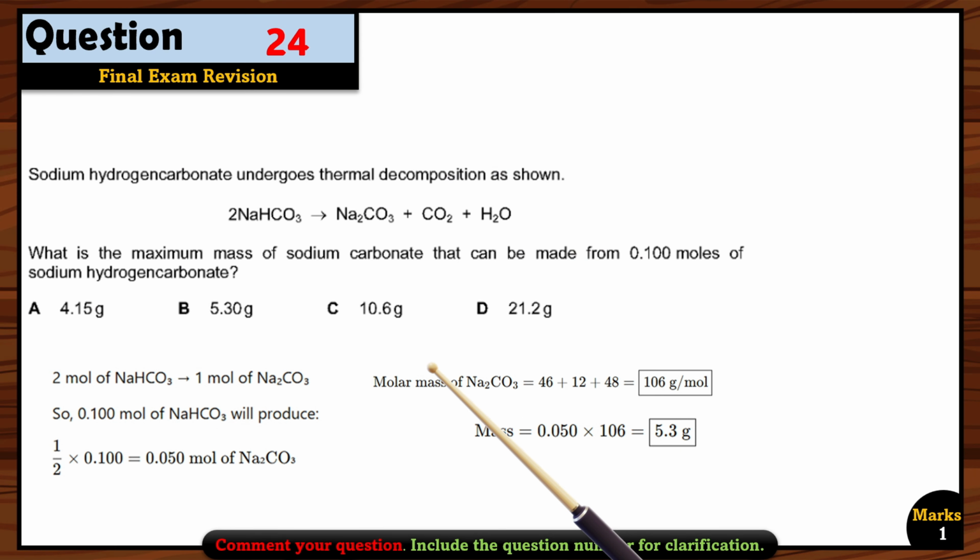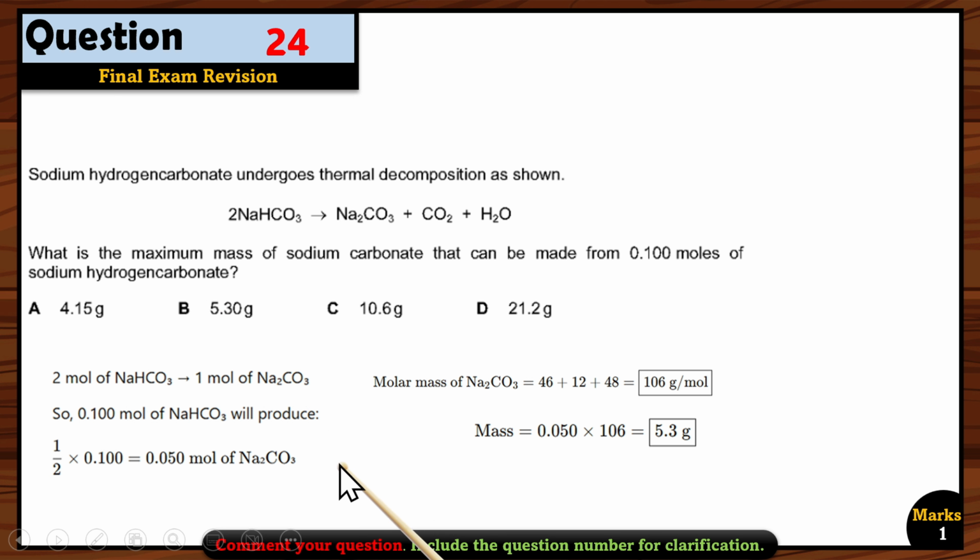Question 24. Sodium hydrogen carbonate undergoes thermal decomposition. What is the maximum mass of sodium carbonate that can be made from 0.1 moles of sodium hydrogen carbonate? Now there is some change in the question. Before they were usually giving you the mass, right? But now they are giving you the mole, so you cannot use that mass trick I told you. Here you just have to compare the moles.